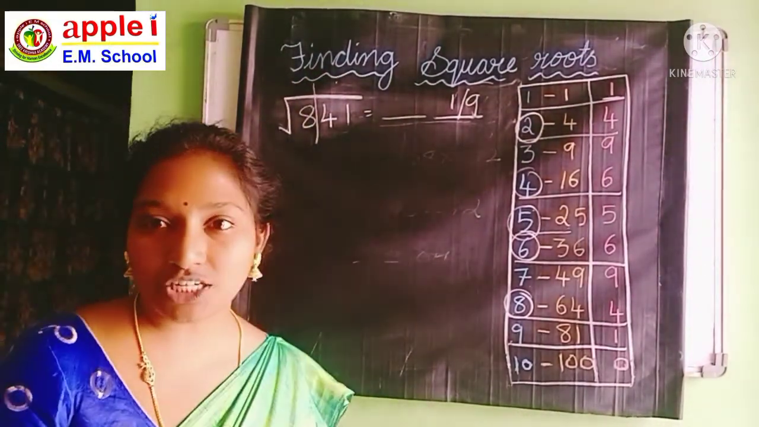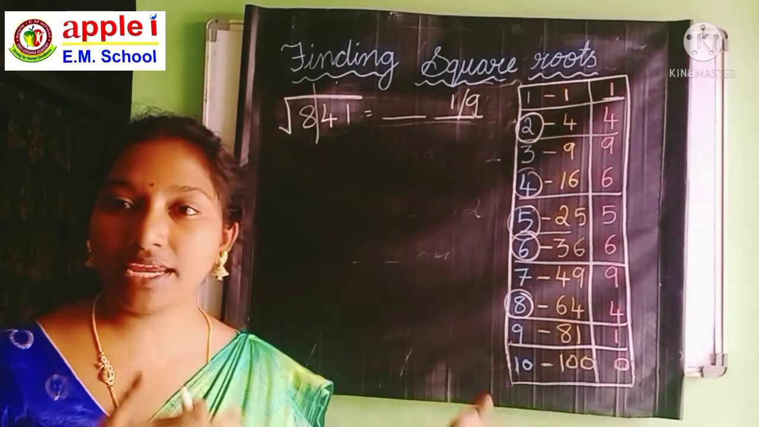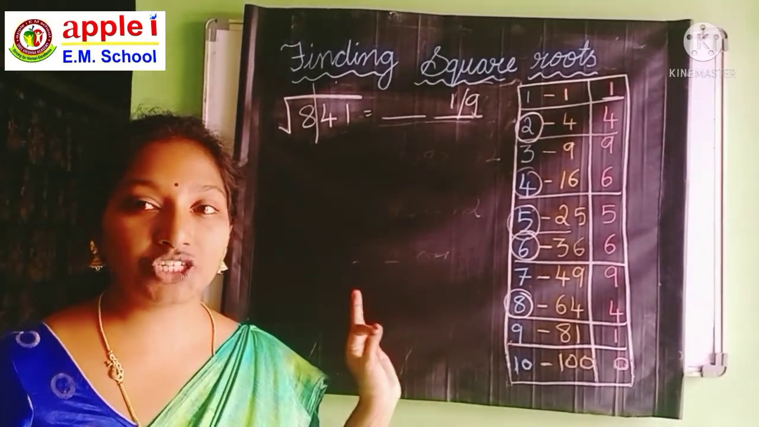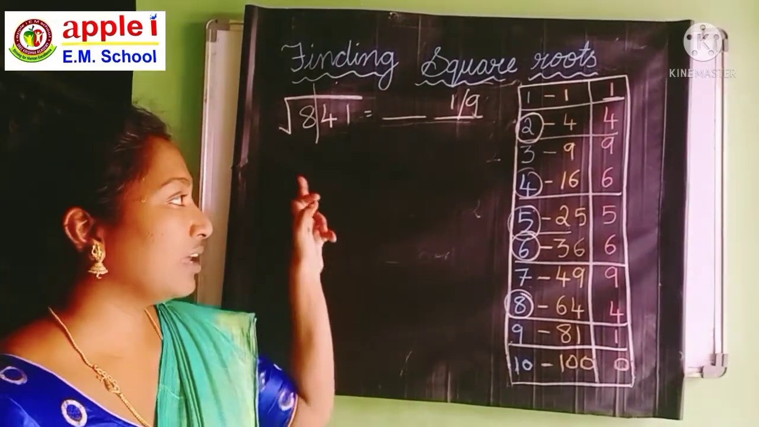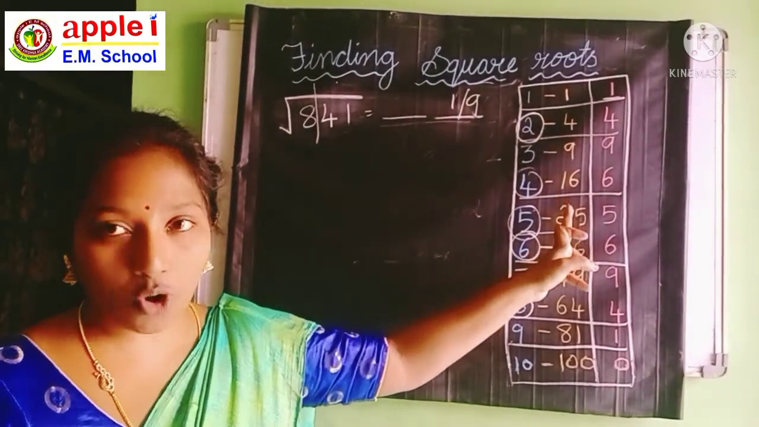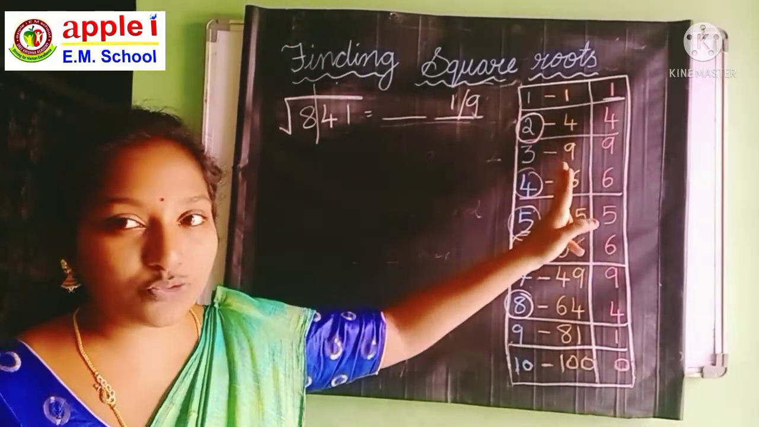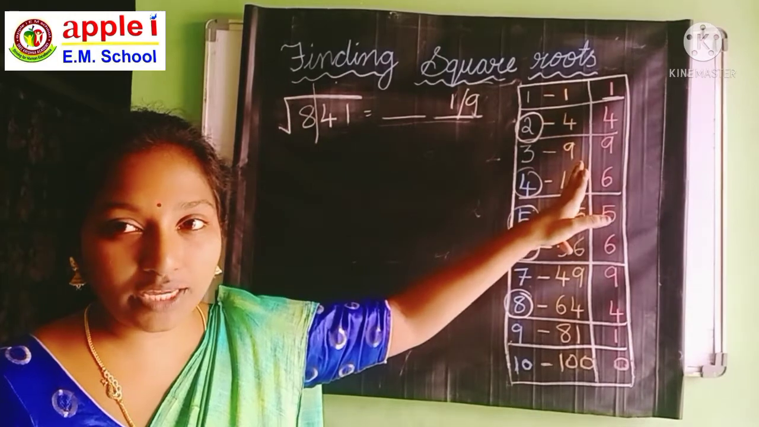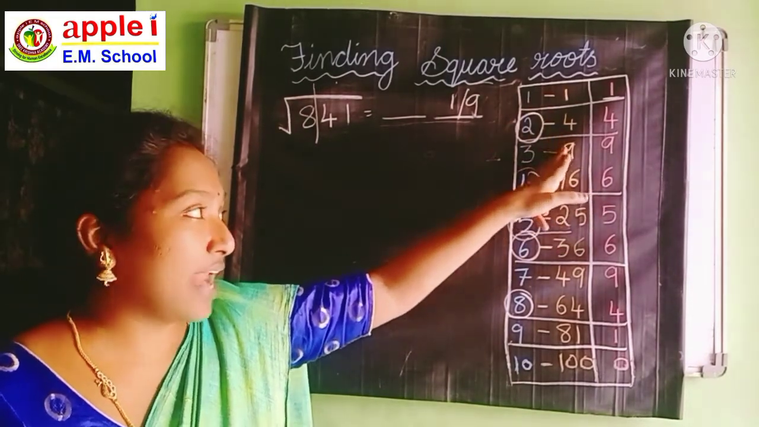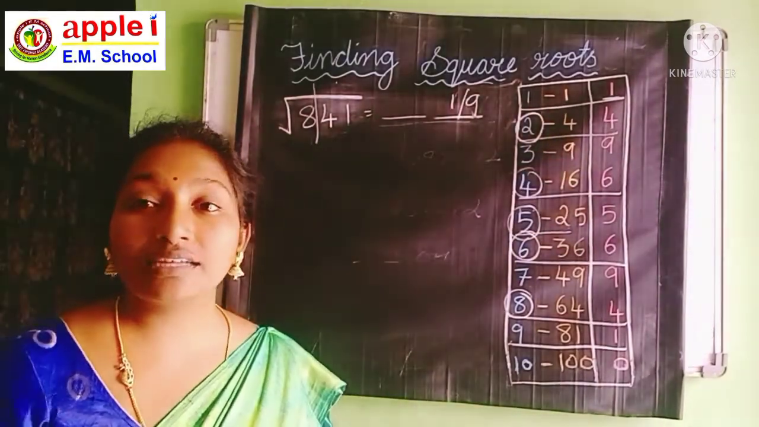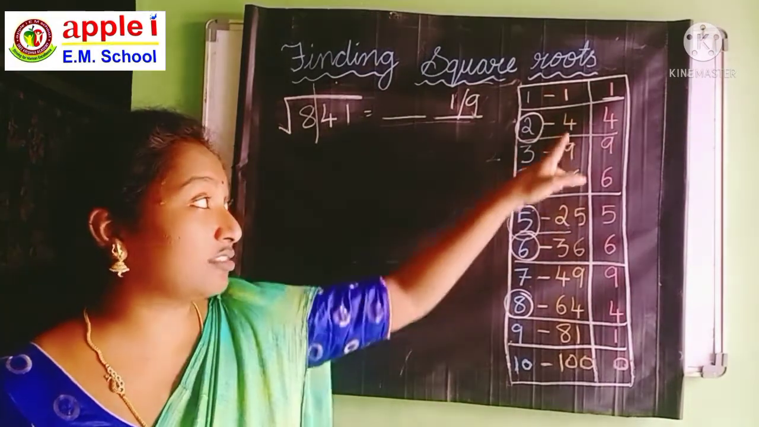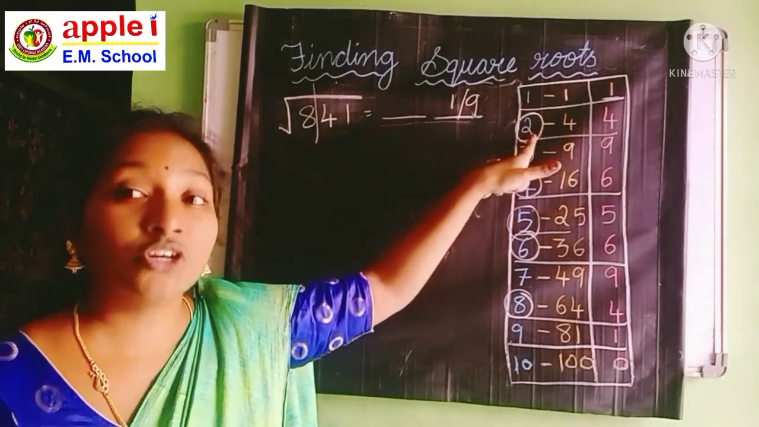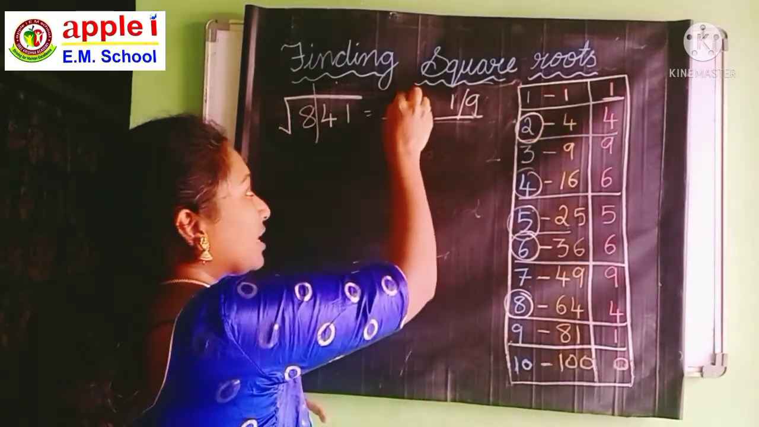And the next step, leave the last two digits and see the remaining numbers. So the remaining digit is 8. See where 8 will fall. Here 8 will fall between 4 and 9. So we have to see the smallest number. Here the smallest is 4 and the corresponding to 4 is 2. So here we will get 2.